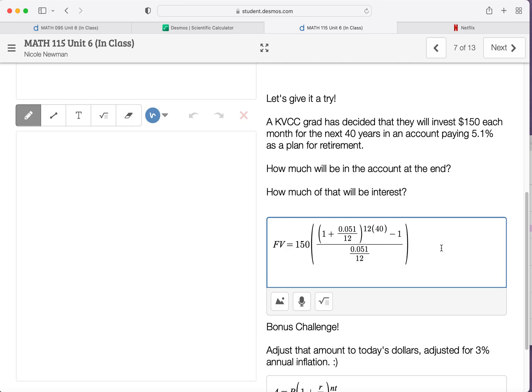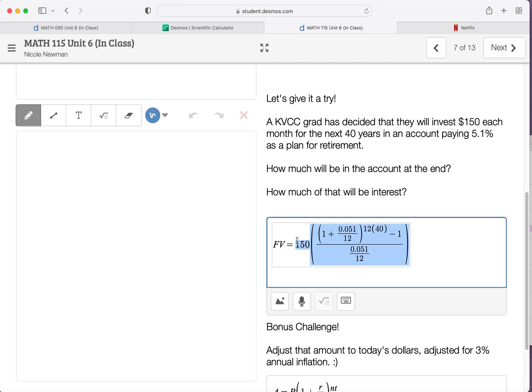If you're doing this one with a handheld calculator, do the 12 times 40 first, get 480, and then do the entire numerator. And then take that answer and multiply by the 150. Take that answer and divide by this quantity in parentheses. Otherwise, the calculator won't know what to do.